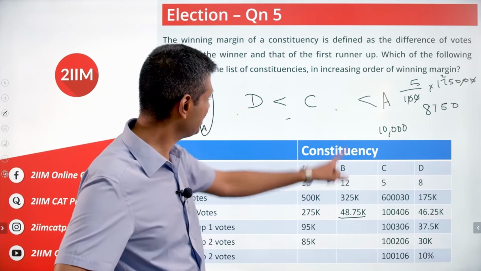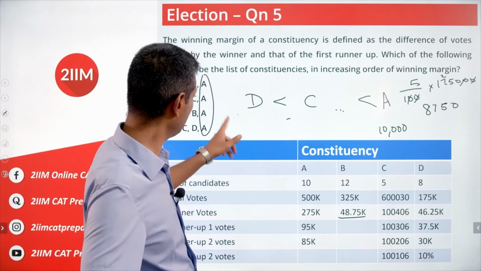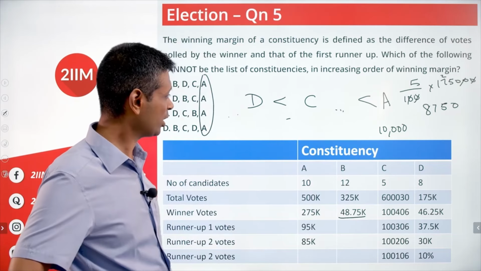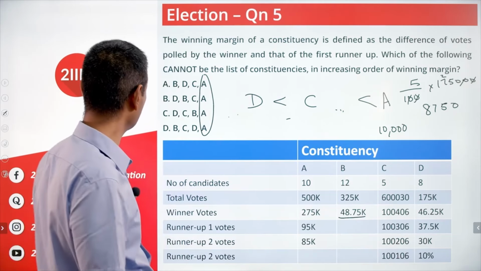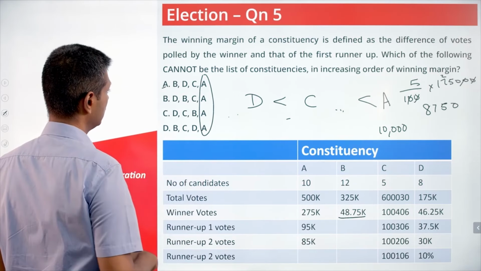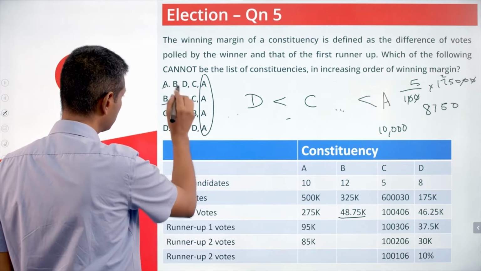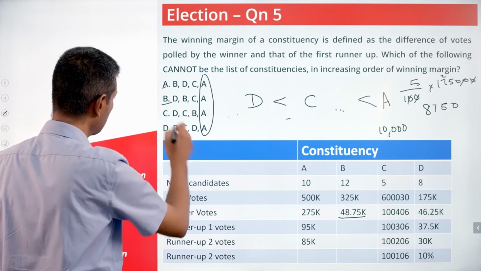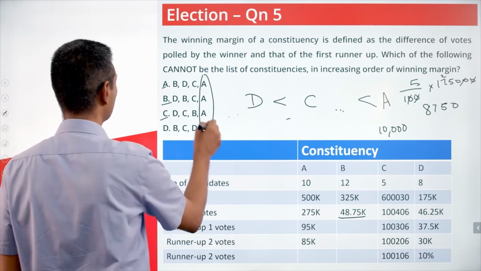So I can technically have D here, B here, or B here also. That's tricky. I'm not able to place B anywhere. Let's look at the choices. BDCA, yeah, it seems possible. DBCA should be possible. DCBA should be possible. BCDA, this is not possible.